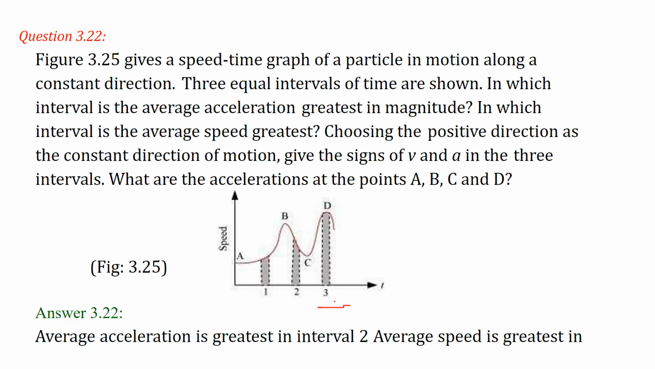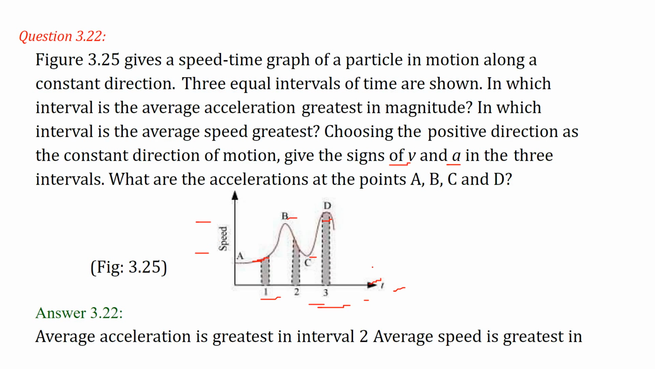Figure 3.25 shows a speed-time graph of a particle in motion along a constant direction. Three equal intervals of time are shown: 1, 2, 3. In which interval is the average acceleration greatest in magnitude? In which interval is the average speed greatest? We have to choose the positive direction as the constant direction of motion. We have to give signs to v and a in the three intervals. And what is the acceleration at points A, B, C and D?